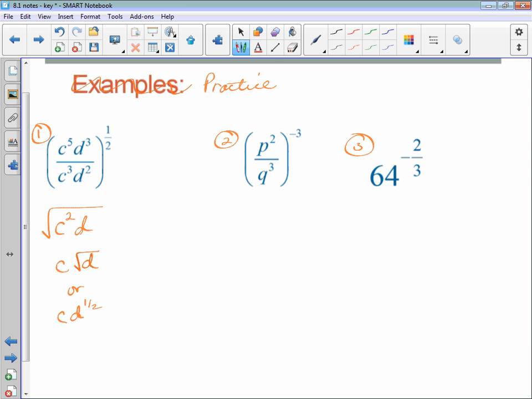And pay attention to directions on quizzes, tests, stuff for this unit. If I say write it with, I might tell you no fractional exponents, that means you have to do the root. Or I'll say write it with rational exponents, that means I want them as fractions. Okay, so just pay attention to your directions. All right.